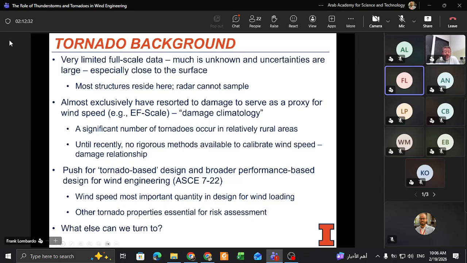And again, pretty much everything up to this point has been done with the EF scale. And there, again, we'll talk about this today. There's kind of been a push for design for tornadoes in the US, and now it's included in ASCE 7-22. The key thing is we need to estimate wind speed, and maybe estimating wind speed from damage is not necessarily the best thing to do all the time.